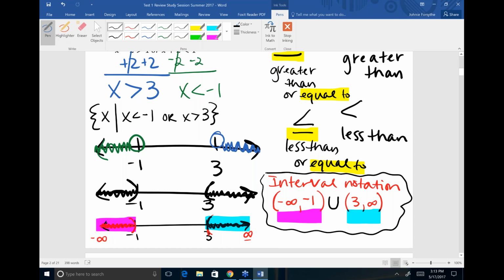The solution in set builder notation would be what we have here. You're basically saying the exact same thing. It is describing the same solution, but with a different type of notation. So that's what that was about.